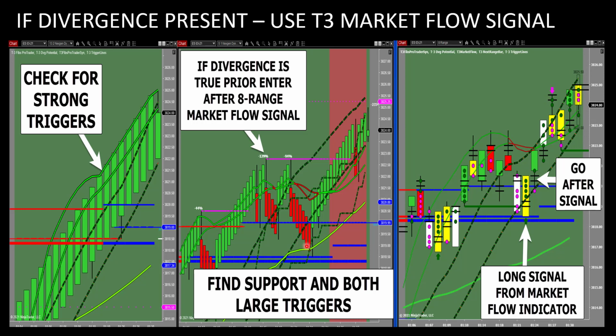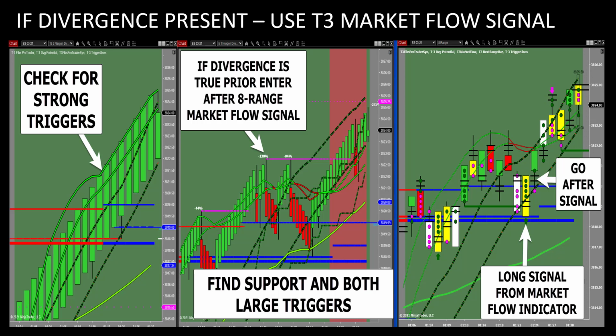If divergence is true on the high pivot on the 5 chart, you will wait for a signal on your 8-range market flow chart. Notice on the 8-range volume chart on the right, the up bar from Fibonacci support will be the signal to buy the market after that bar has closed.